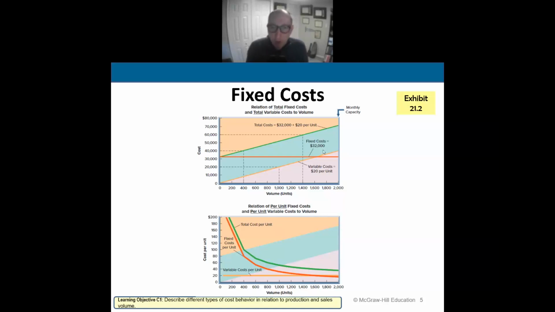So we have fixed cost plus variable cost rising. Well, the fixed cost stays the same. The variable cost rises based on the level of units being produced, the volume. Okay. So we can see that the total cost, fixed plus variable, rises with the increasing volume because we're taking our fixed cost plus our variable cost per unit.